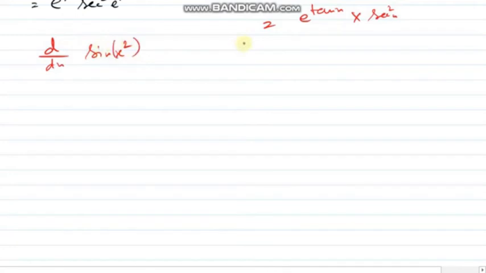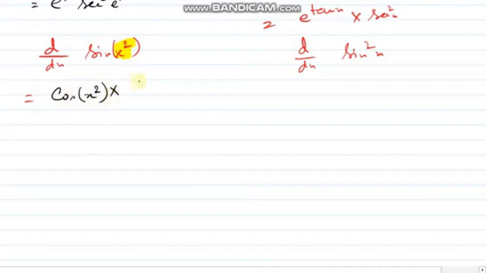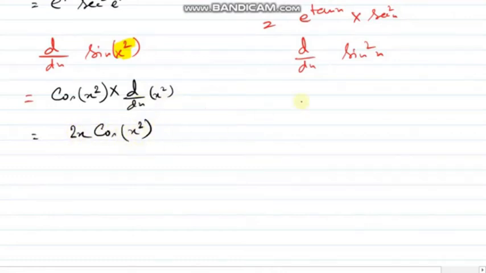d/dx of sin x square and d/dx of sin square x. How to solve these two? First, what is d/dx of sin x? Cos x, right? So d/dx of sin x square, you can write cos x square into d/dx of x square, and d/dx of x square you know is 2x, so cos of x square times 2x. d/dx of sin square x, how to think about this? d/dx of sin x whole square.